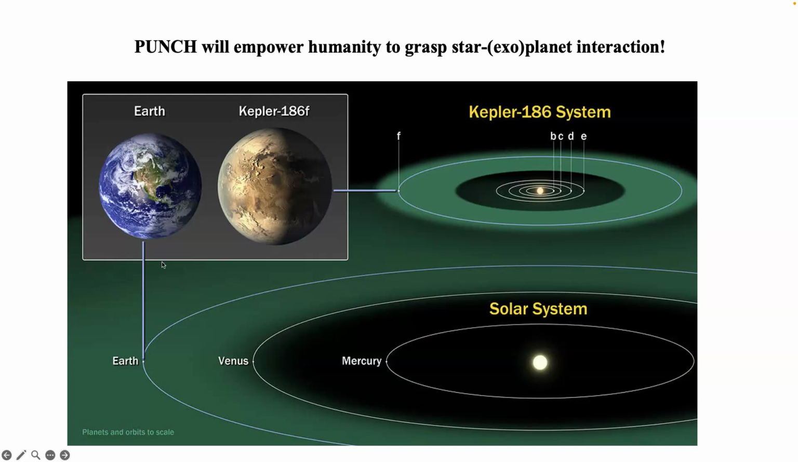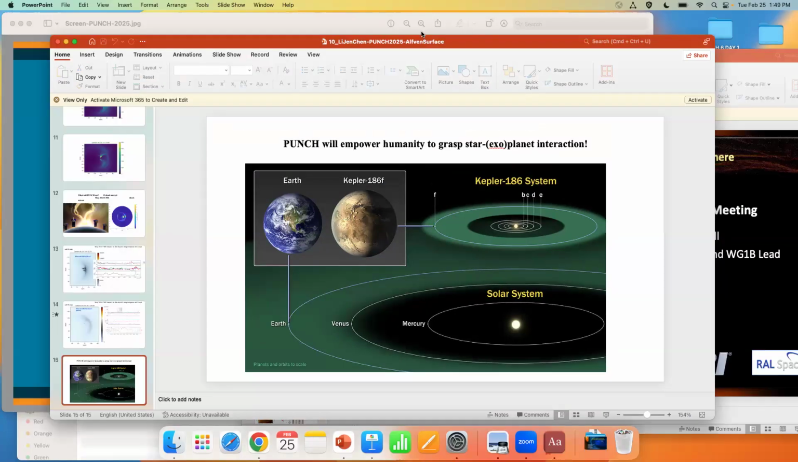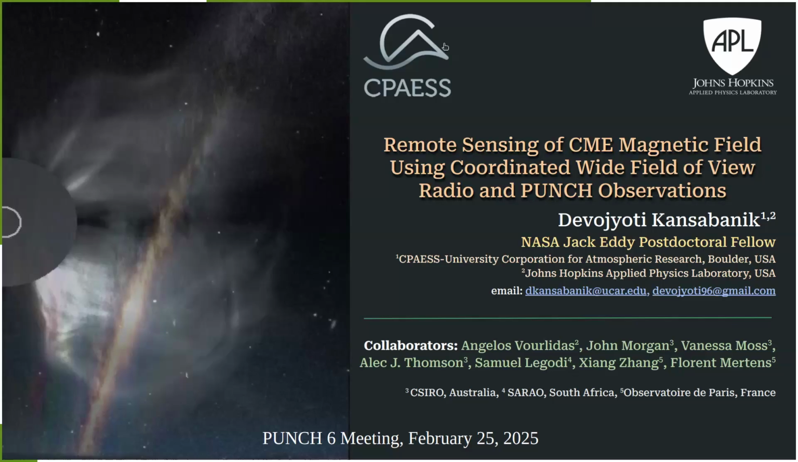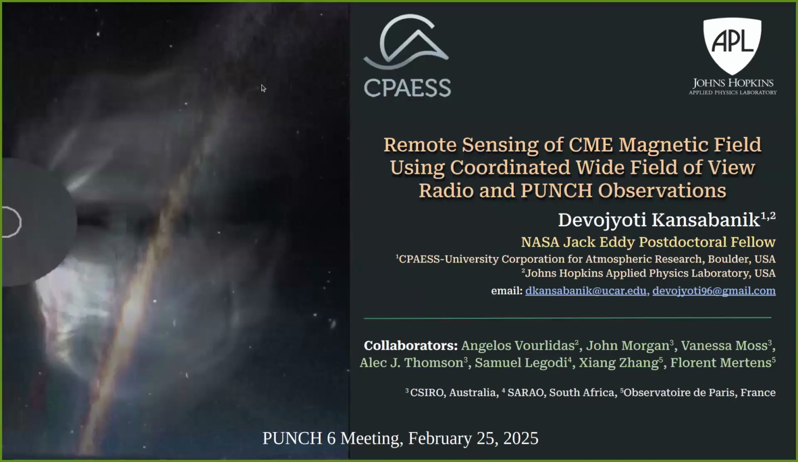Thank you, Jen. Let's see, the next talk will be given remotely by Devojyoti Chakrabarty at the University Corporation for Atmospheric Research. This talk is entitled Remote Sensing of CME Magnetic Field Across the Corona to Heliosphere Using Coordinated Wide Field of View Radio Polarimetric and PUNCH Observations.